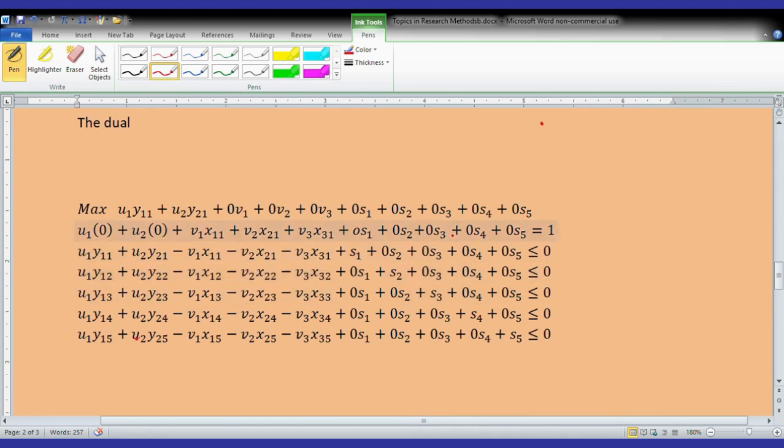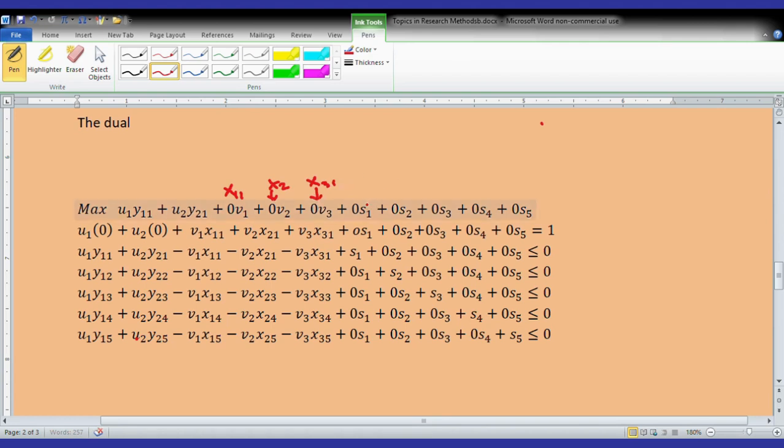Maximize this. We have the objective function. Maximize u1 y11 plus u2 y21. This was the amount of the first input, because the objective function does not involve any inputs, so x11 actually is equal to 0. Similarly, x21 is equal to 0 here. X31 is also equal to 0.